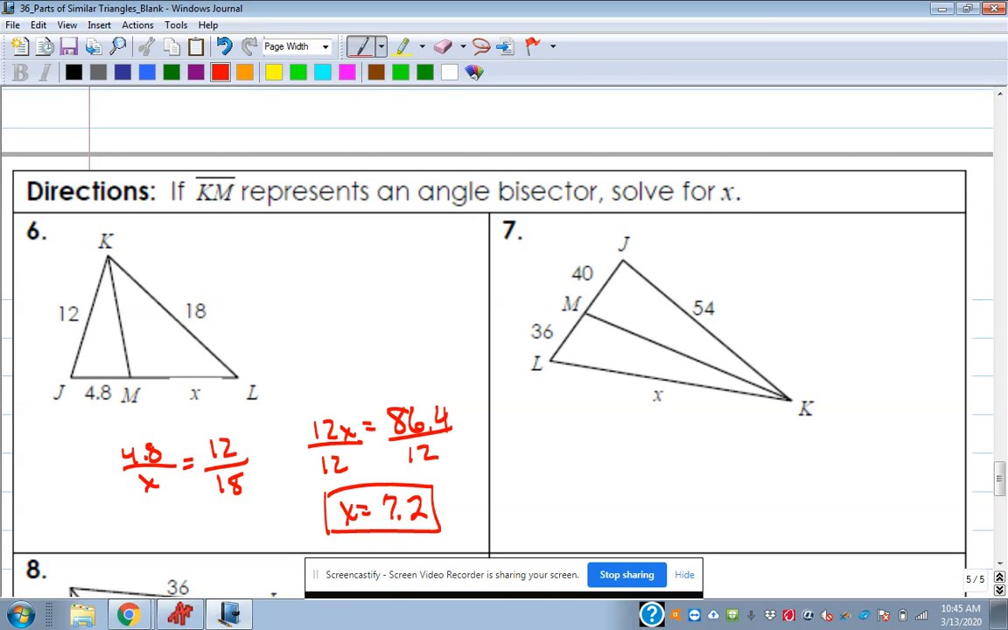Number 7, set that one up. KM in the instruction says it's the angle bisector. They don't put the notation in there. If they didn't tell you that, they would have to have that notation that those two angles are equal to each other for you to know that. But they said it in the instructions. So, all right, set up.